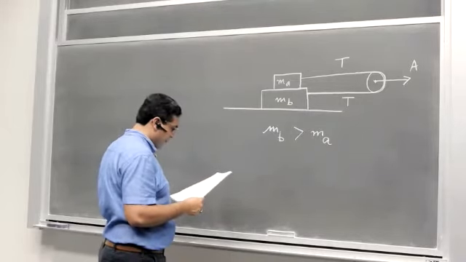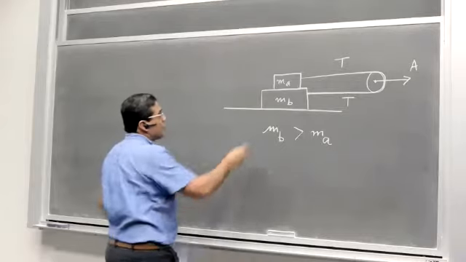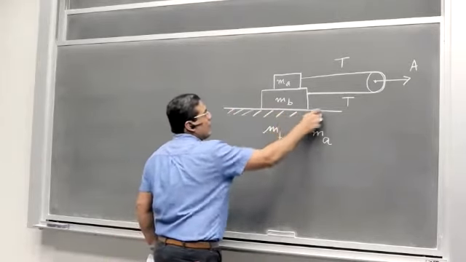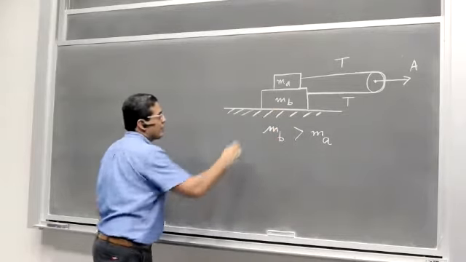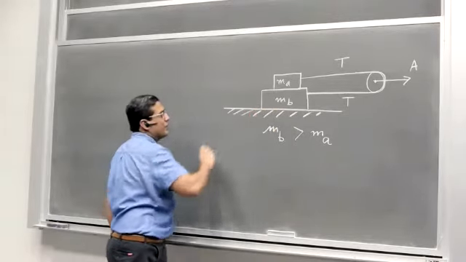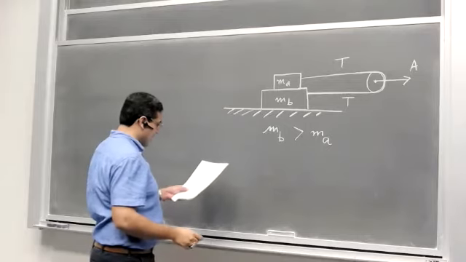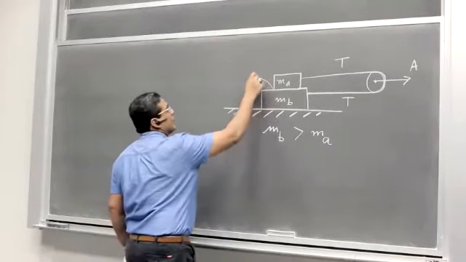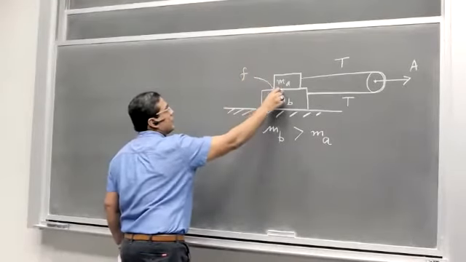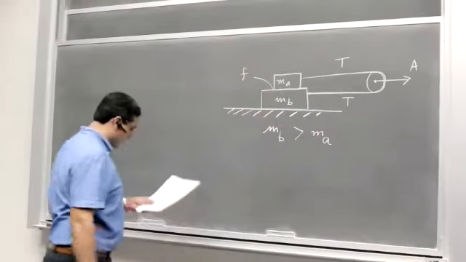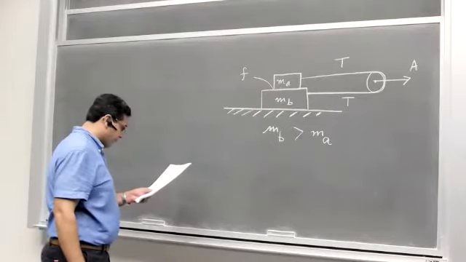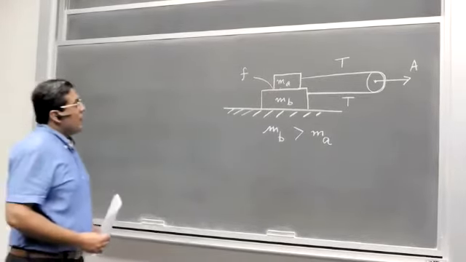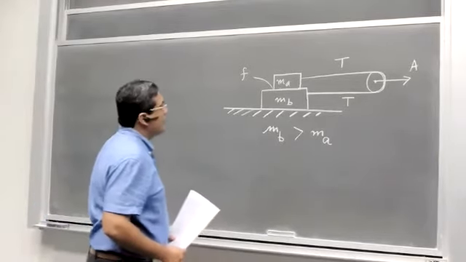and there is no friction between this surface and block B. Okay, so there is no friction between this surface, and there is a force of friction F between these two surfaces, right? All right, so we need to find tension.